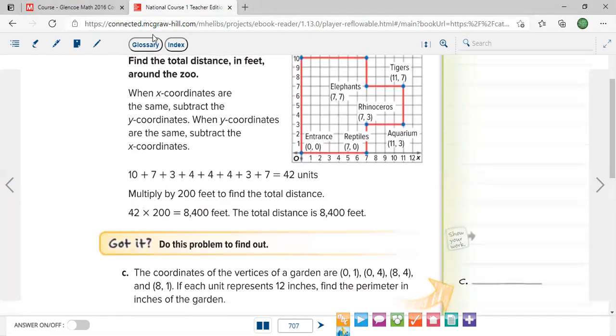Now in this problem, problem C, the coordinates of the vertices of a garden are (0, 1), (0, 4), (8, 4), and (8, 1). If each unit represents 12 inches, find the perimeter in inches of the garden. Okay, let's say that this garden is A, B, C, D. Let's find the perimeter. Let's find AB.